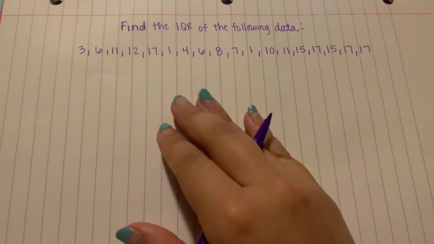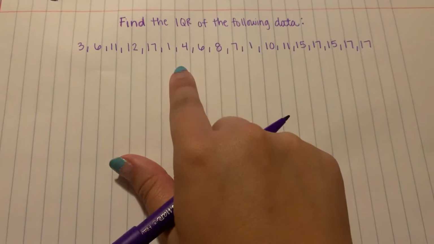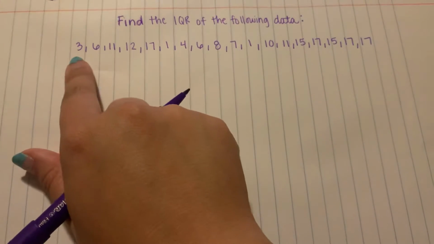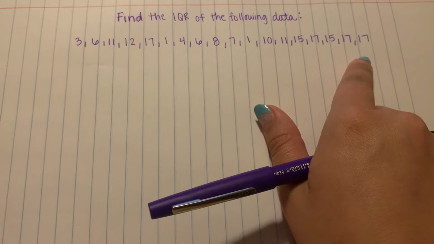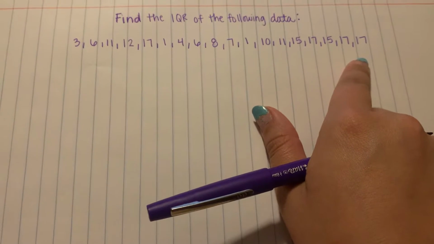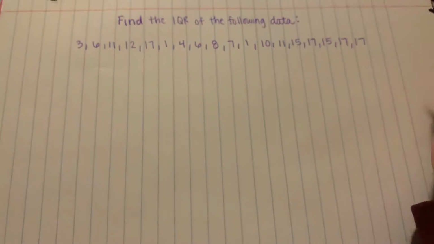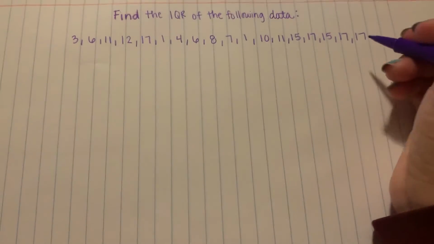Okay, now we are actually going to find the IQR of the following data. So, we're given raw data. Anytime I see data, I know I need to put it in order from least to greatest. I notice the data is not in order, so I'm going to go ahead and put that in order.